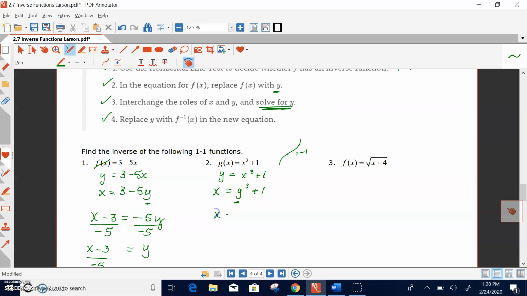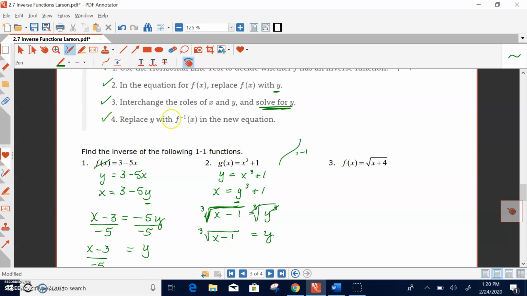So I'll subtract this 1. I'll have x minus 1 equal y cubed. And how do I undo a cube? Well, I'm going to cube root. So I'm going to cube root both sides. And notice I'm cube rooting the whole thing, x minus 1. That 1 is under the radical. Remember, cube root undoes the cube. So I have y standing alone. The inverse is the cube root of x minus 1. We're done solving for y.